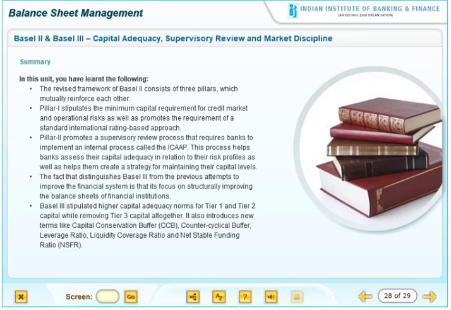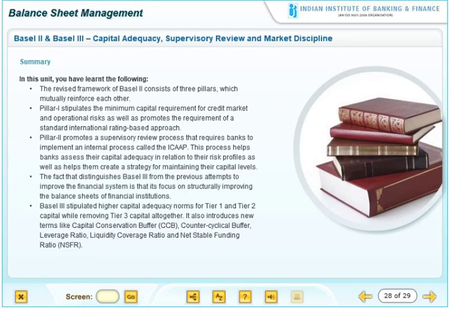Pillar 2 promotes a supervisory review process that requires banks to implement an internal process called the ICAAP. This process helps banks assess their capital adequacy in relation to their risk profiles, as well as helps them create a strategy for maintaining their capital levels.